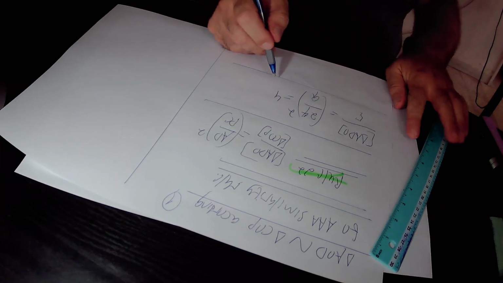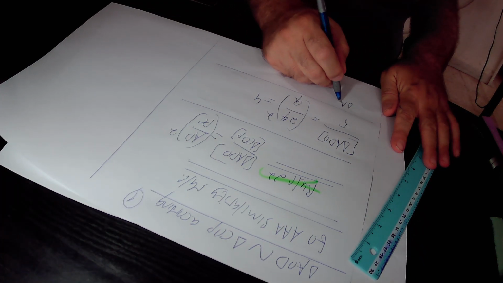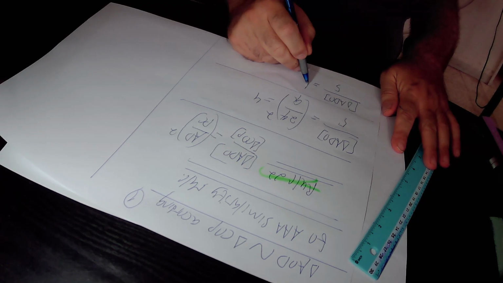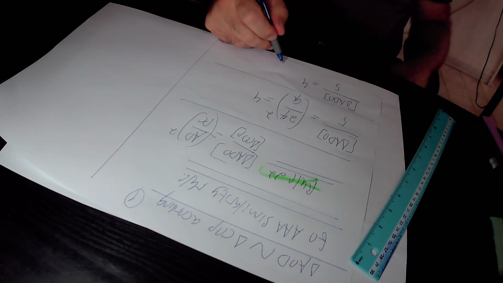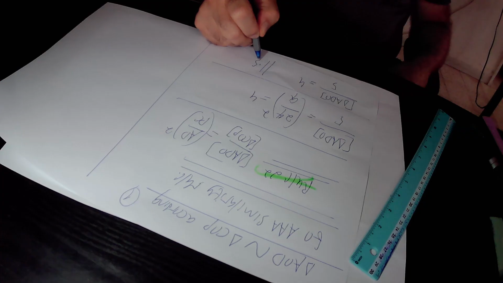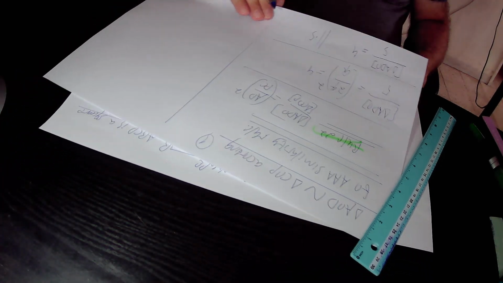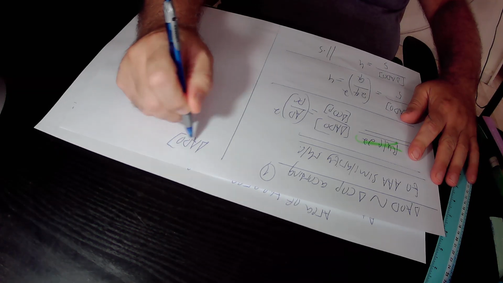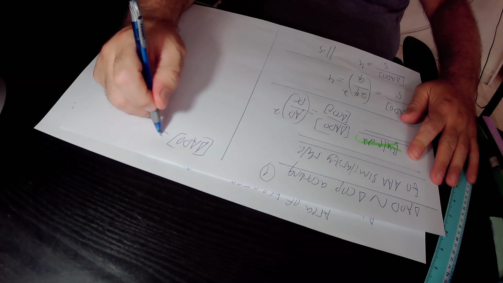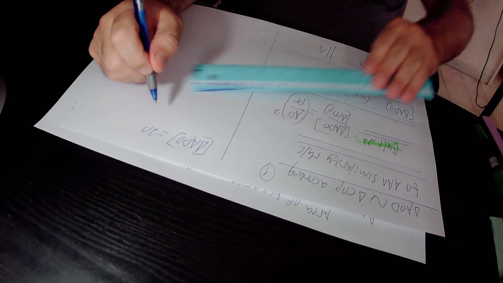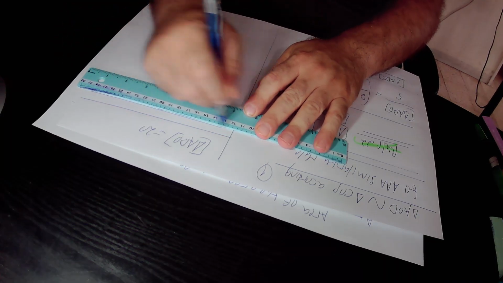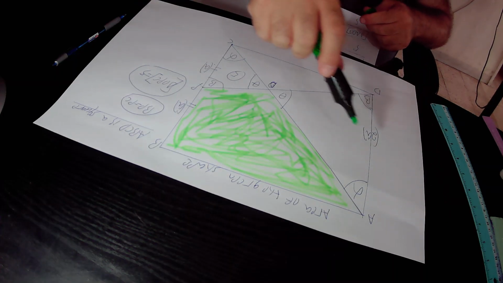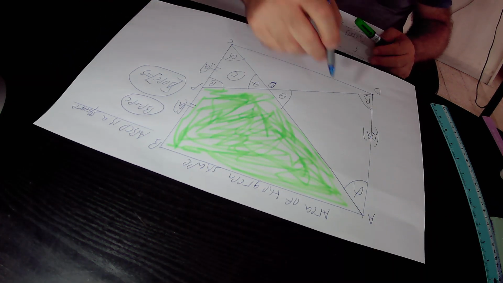So we find out that the area of the big triangle ADO over 5 is equal to 4. Here we multiply this equation by 5, and we get that the area of the big triangle ADO is equal to 5 times 4, that is 20 square units. So we find out that the area of this big triangle ADO is equal to 20 square units.